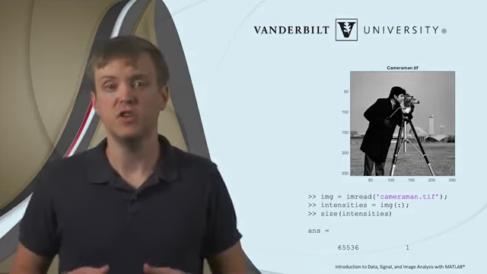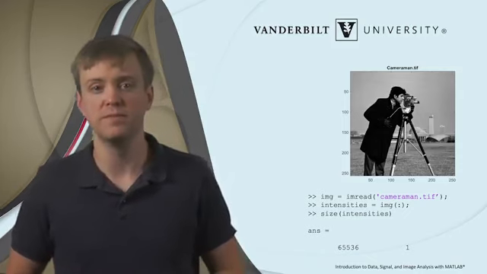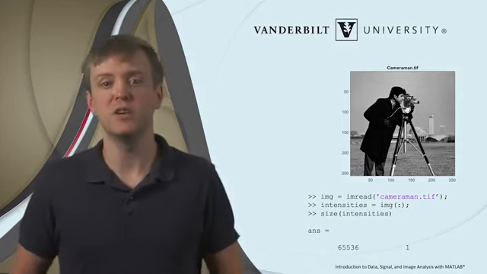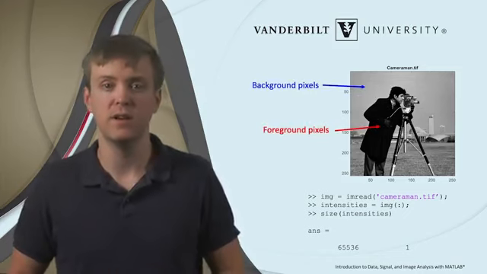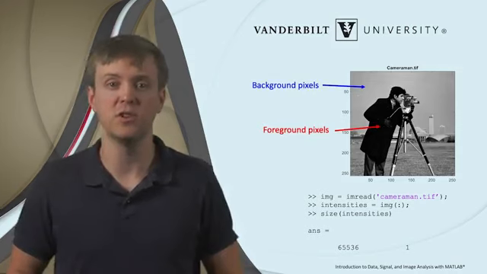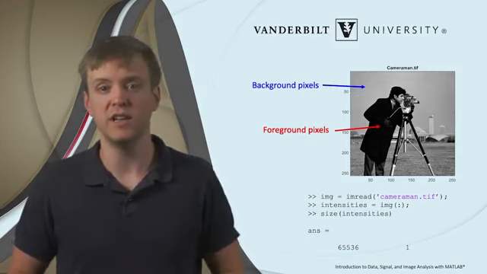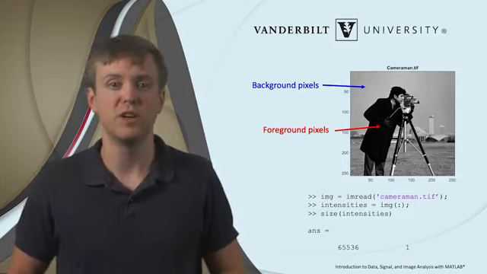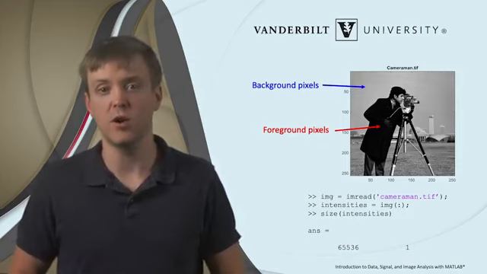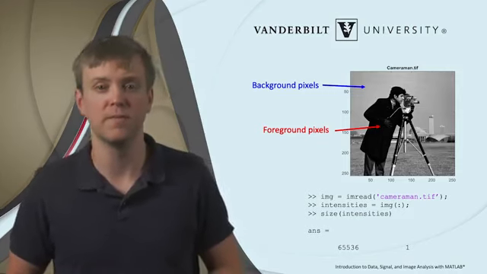Most often this is a two-class classification problem. We wish to classify each pixel as belonging to the foreground class or the background class. For example, if our goal is to segment the cameraman from the rest of the image, pixels in this region indicated in red correspond to foreground because they are part of the cameraman region, whereas pixels in the region indicated in green are part of the background class because they are not part of the cameraman region.